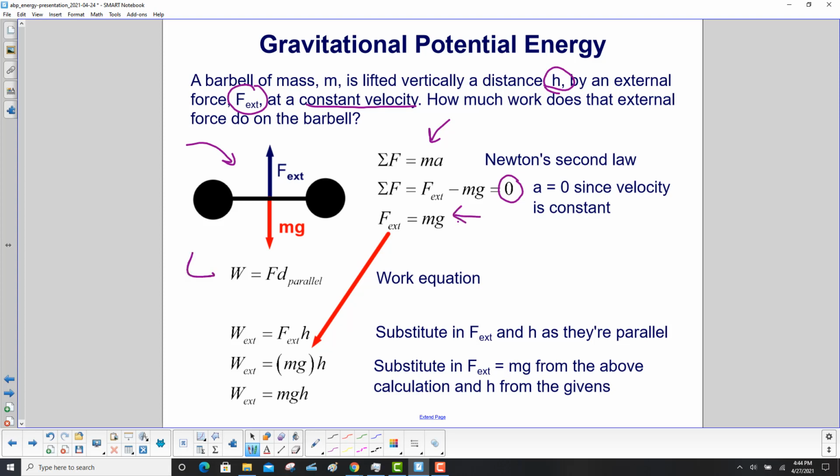Now we come down to our work equation. Work is F times d parallel. Well, we sub in F external for the force, and we sub in h for the distance moved. Now they are parallel, so we just write F external times h, and we're looking for the work external, so we throw a subscript on there. But what's F external equal to? Right over here, and you can see the red arrow hopefully going down. We substitute that in for F external, and then we find the work done by the external force is mgh.